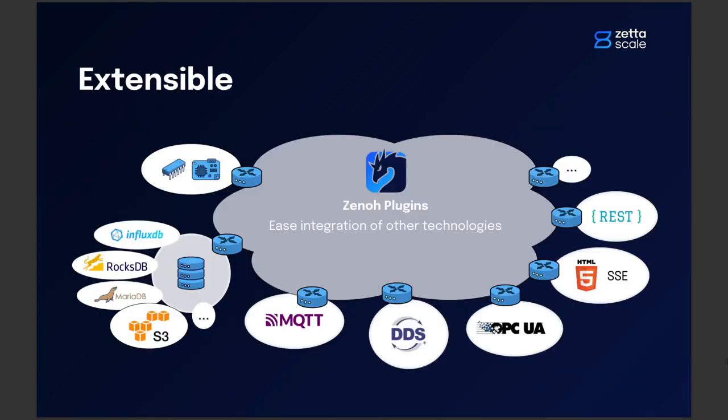Zenoh is very extensible. You can easily bridge our protocol to your existing frameworks, like useful databases such as InfluxDB, RocksDB, and Amazon S3 service. Furthermore, you can bridge existing pub/sub messaging models like MQTT and DDS, and bridge to your web development. Users can directly use a RESTful API to communicate with Zenoh protocols, just using curl, POST, or GET commands. It's very easy to use.